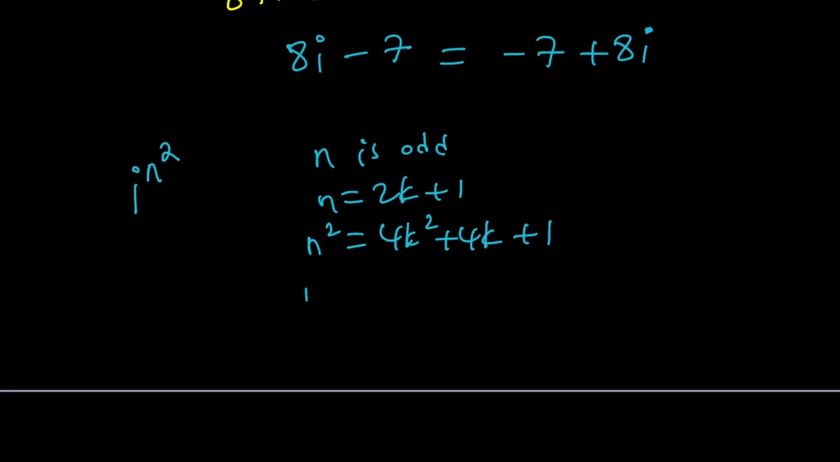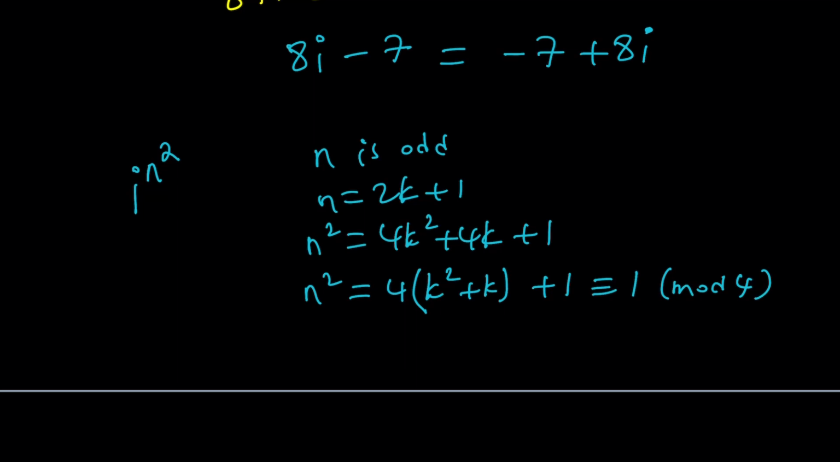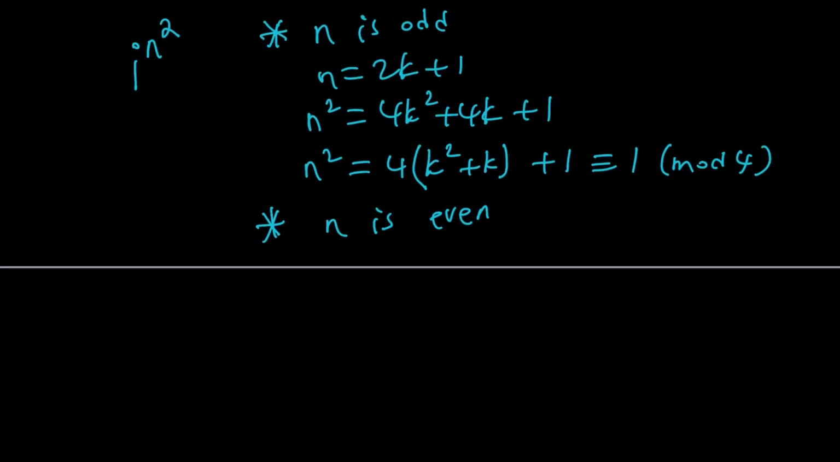Now here's the critical part. When you look at the remainder mod 4, you can basically write this as 4 times something. You could take out a k, but no big deal, since we're interested in mod 4 only. N squared is going to be 1 mod 4 when n is odd. Make sense? So this is our first case. The second case is when n is even. And when n is even, something similar is going to happen. You square n, it's going to be a lot simpler, 4k squared, and that's going to be 0 mod 4.